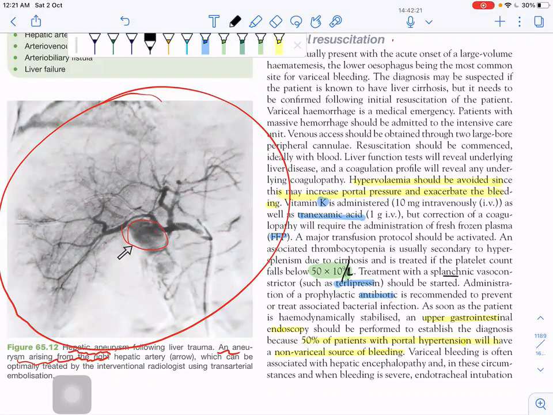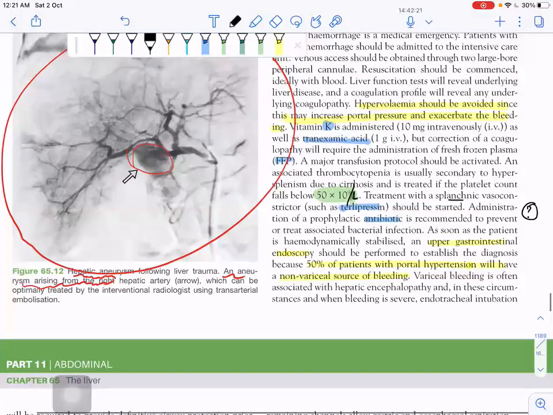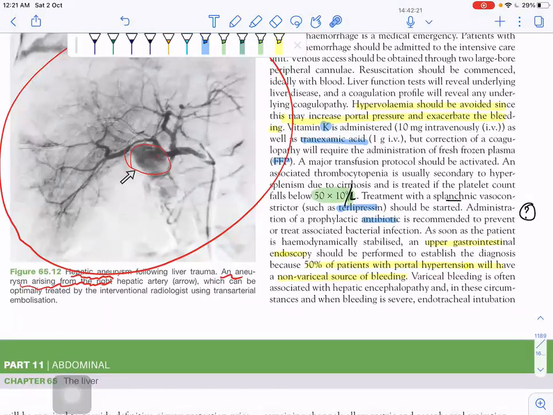So splanchnic vasoconstrictor terlipressin should be started, and whether prophylactic antibiotic is given or not is an MCQ. Prophylactic antibiotic you have to give; it is recommended to prevent and treat associated bacterial infection. Then, as soon as the patient is stabilized, an upper GI endoscopy should be performed to establish the diagnosis, because 50% of patients with portal hypertension will have a non-variceal source of bleeding.